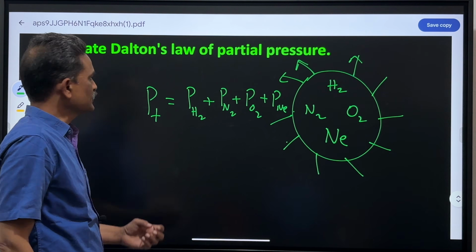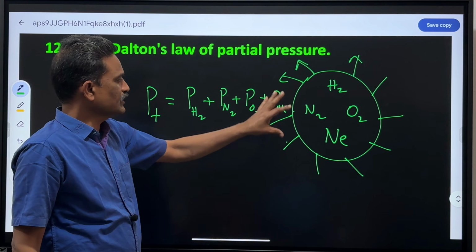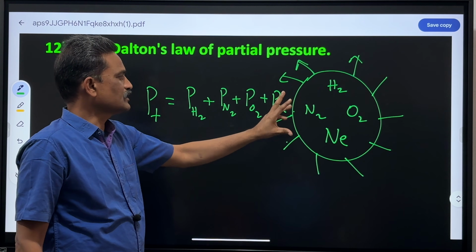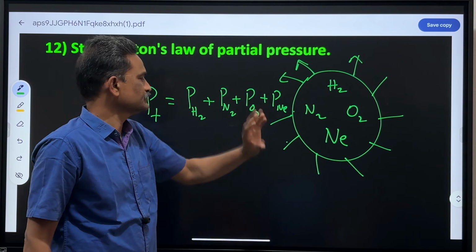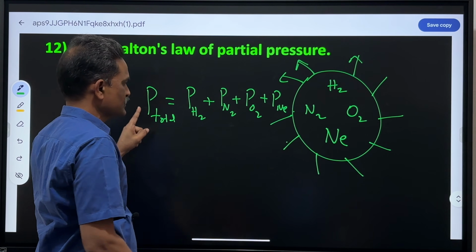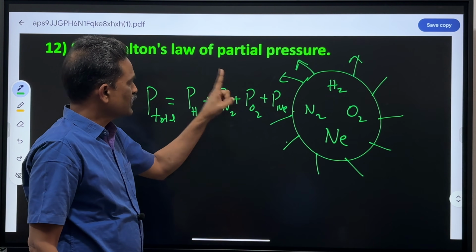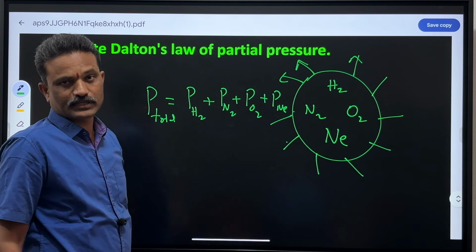So what is the definition you are supposed to write? The total pressure exerted by a mixture of gas. The condition is the gases must not react with each other. So non-reacting gases. The total pressure exerted by the mixture of gases is equal to the sum of the partial pressures, or the individual pressures exerted by the individual gases.